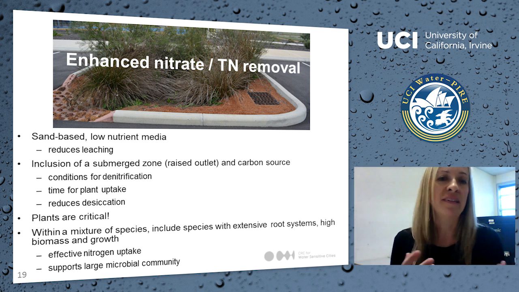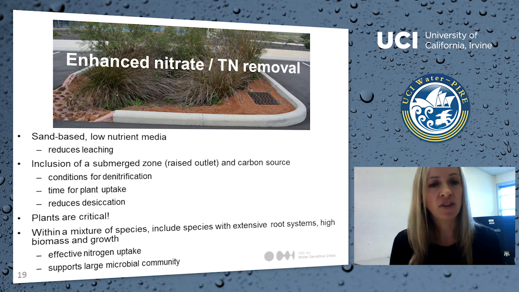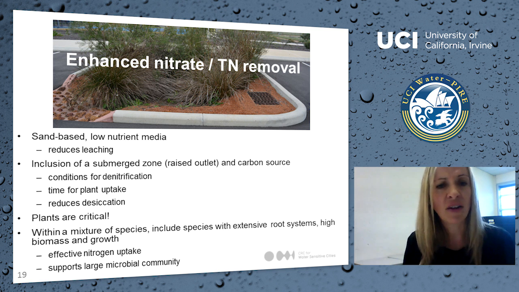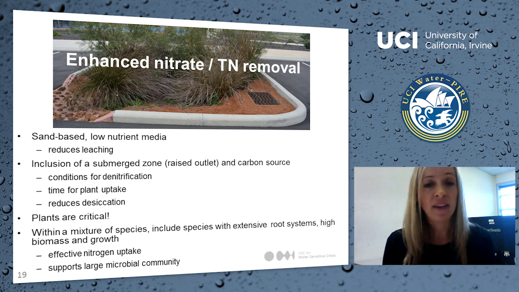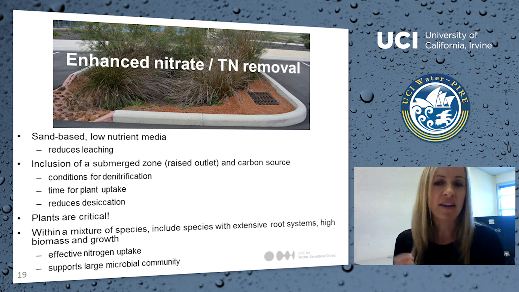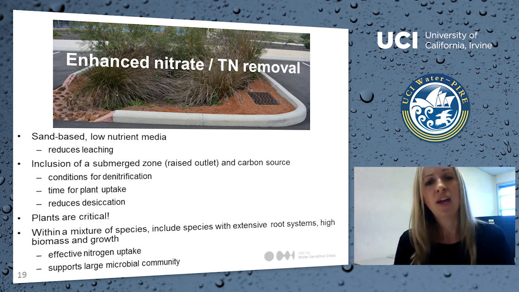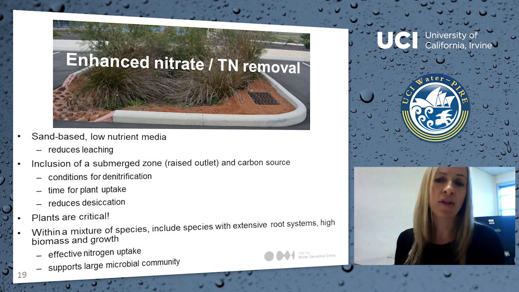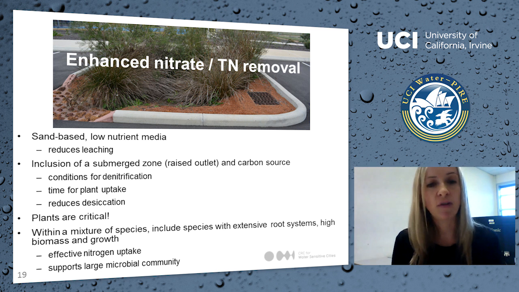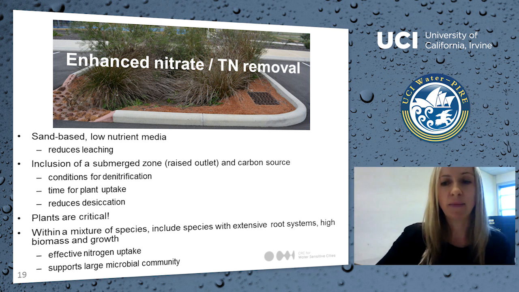Plants are also essential for nitrogen removal, and that's well acknowledged. So it's important to include a mixture of species within these systems, but also to include amongst these species that have extensive root systems, relatively high biomass and growth, to really allow effective nitrogen uptake and know that the plants are supporting an extensive microbial community to contribute to processing within these systems.